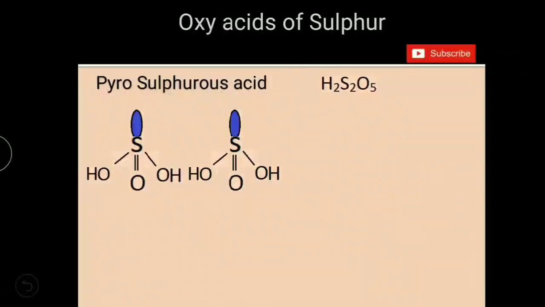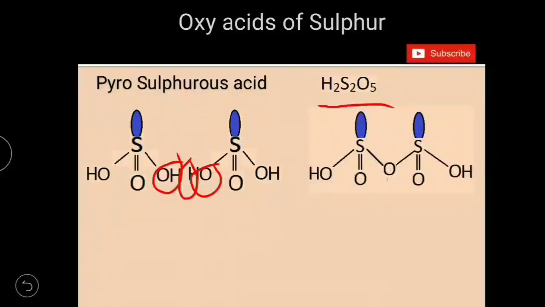Pyrosulfurous acid formula H2S2O5, and to get its structure, once again we need to take 2 molecules of sulfurous acid and remove H2O from both the molecules. OH group from one acid and only hydrogen from one OH group of second acid should be removed. Then you will have one oxygen between 2 sulfur atoms. So this oxygen will be there between 2 sulfur atoms. So structure will be like this. So wherever you get pyro in oxyacids of sulfur, you will get oxygen atom between 2 central sulfur atoms.